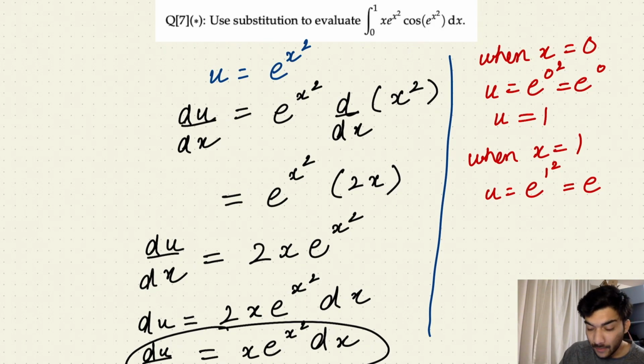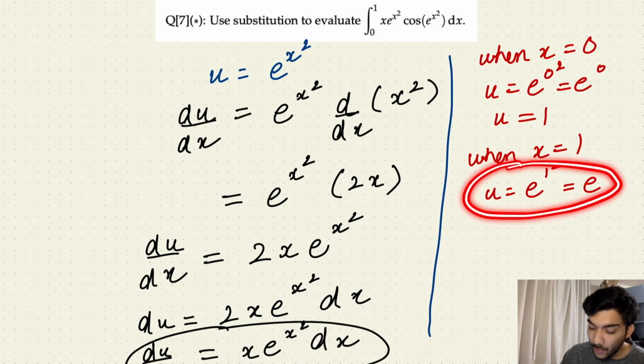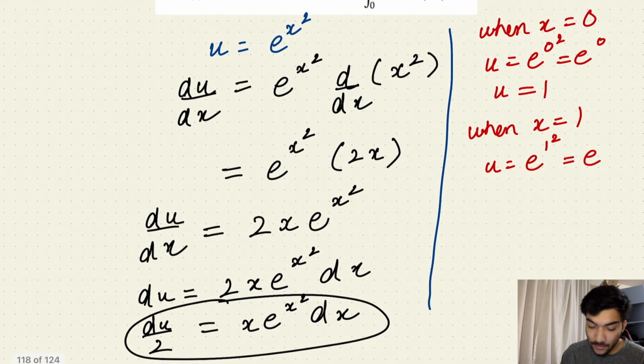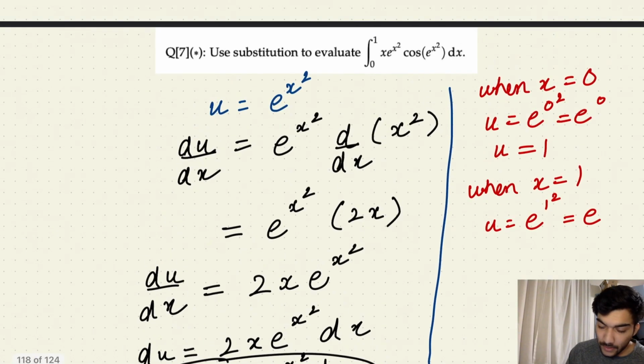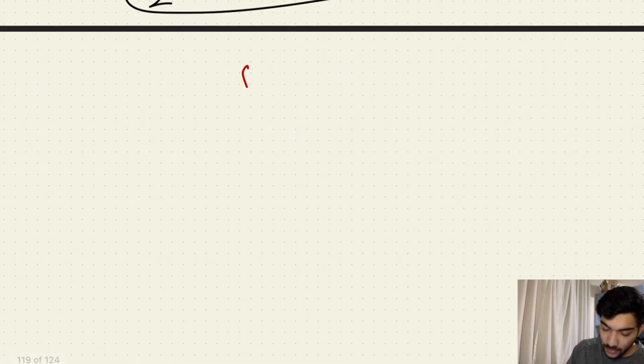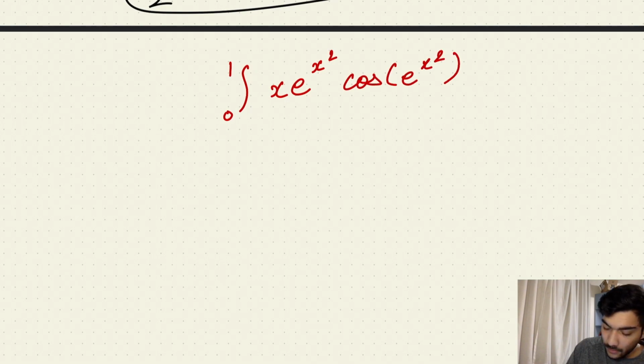So when we do the substitution of x and change everything to u, the lower endpoint, as we can see, will be changed to u equals 1, and the upper endpoint will be changed to u equals e. So let's do all those changes and now calculate the definite integral by doing substitution. So let's first write the original expression, which is integral 0 to 1 x e to the power x square cos of e to the power x square dx.